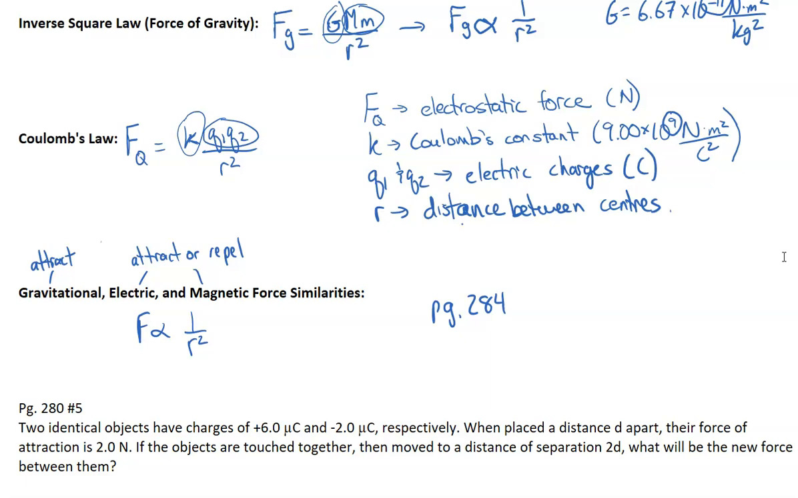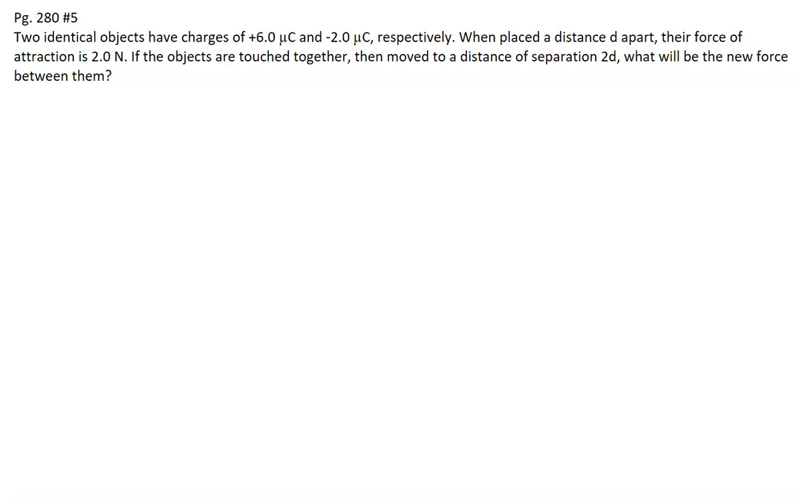Page 280, number 5 is the first one we'll look at. It says this: two identical objects have charges plus 6 microcoulombs and negative 2.0 microcoulombs respectively. Just worth mentioning here, micro means times 10 to the negative 6. When placed a distance d apart, their force of attraction is 2 newtons. If the objects are touched together, then moved to a distance of separation 2d, what will be the new force between them? So let's start here by writing our givens.